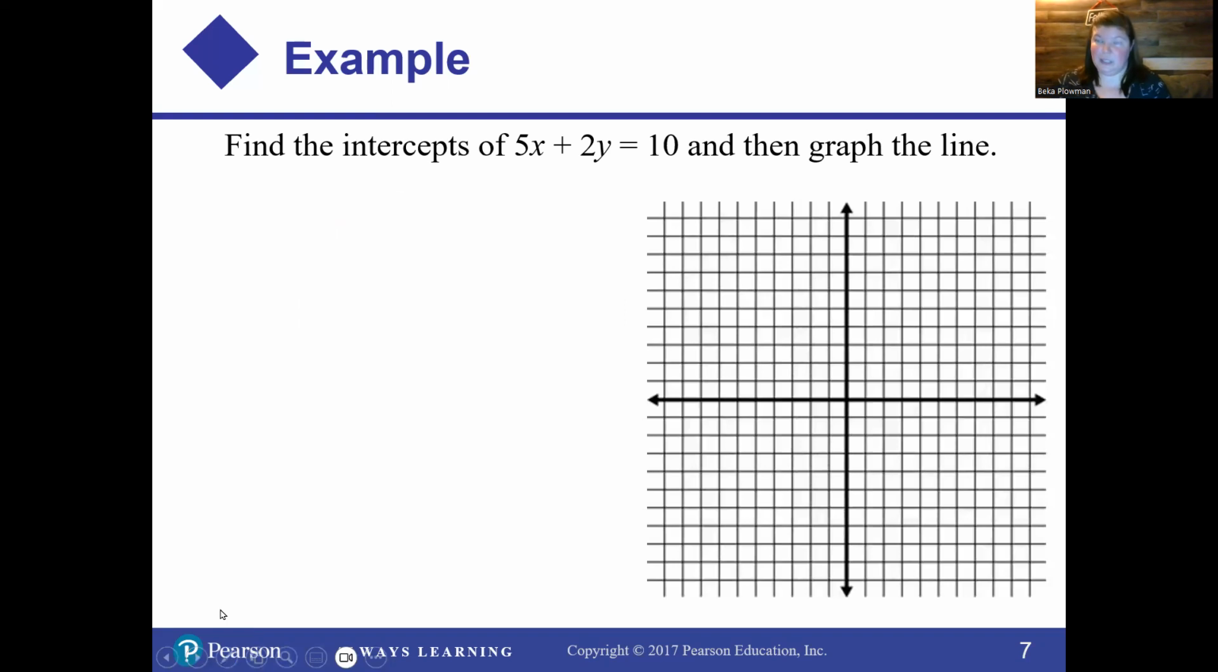So that's what we're going to do here. We want to find the intercepts of this line that we have up here. Let me get some nice red out so we can see. We've got 5x plus 2y equals 10. This is a function, but don't worry about that part yet. This is going to be a linear equation.